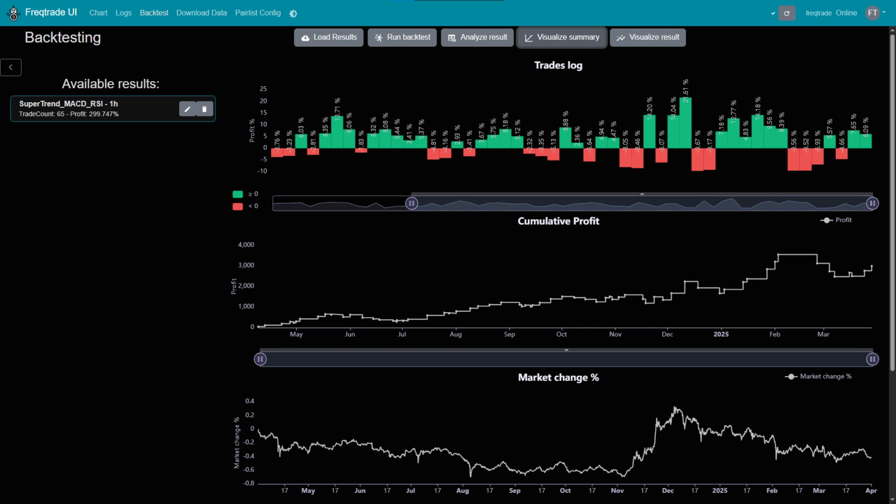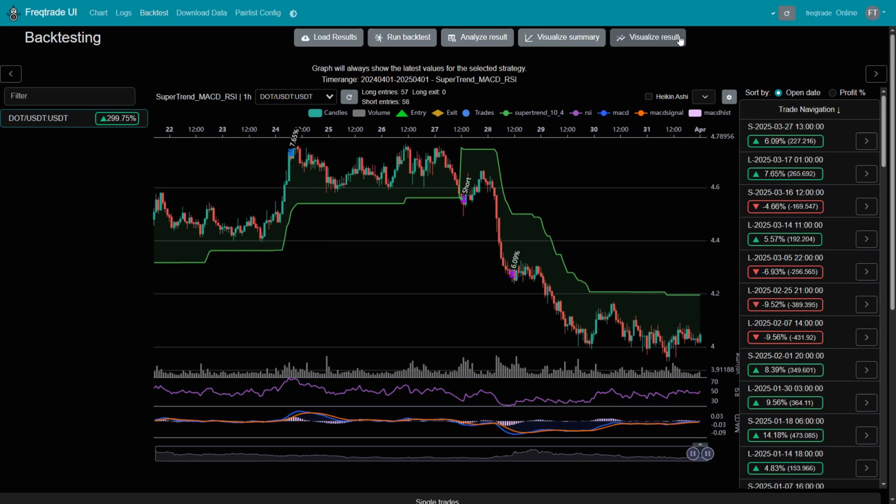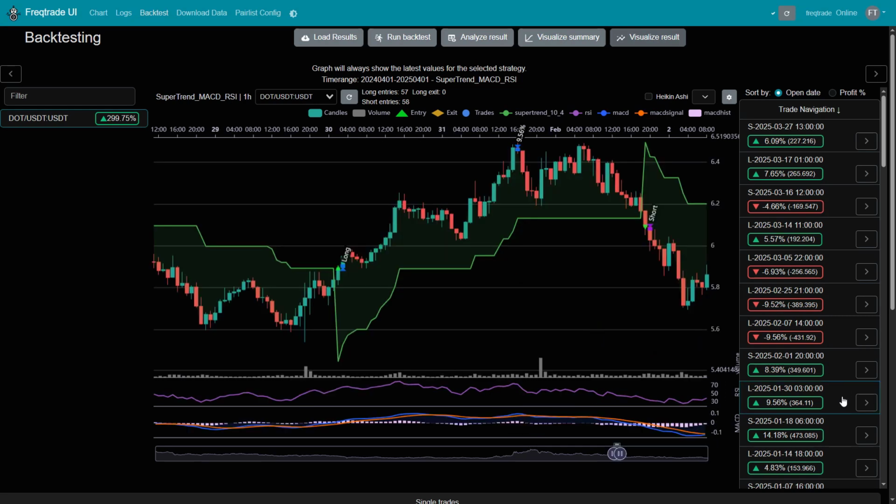Next, let's look at a visual summary of the results. As you can see, the equity curve shows a steady uptrend, meaning the strategy consistently generated profits over time without significant setbacks.